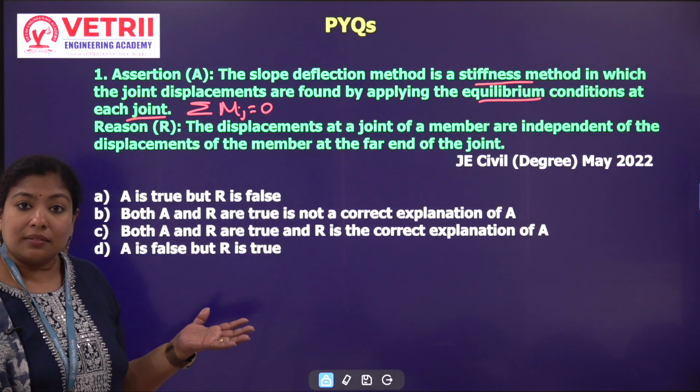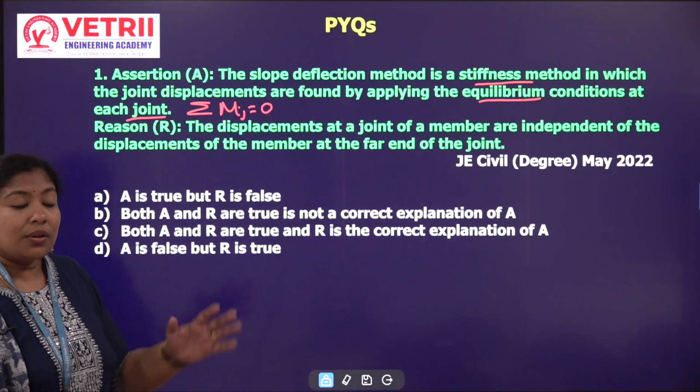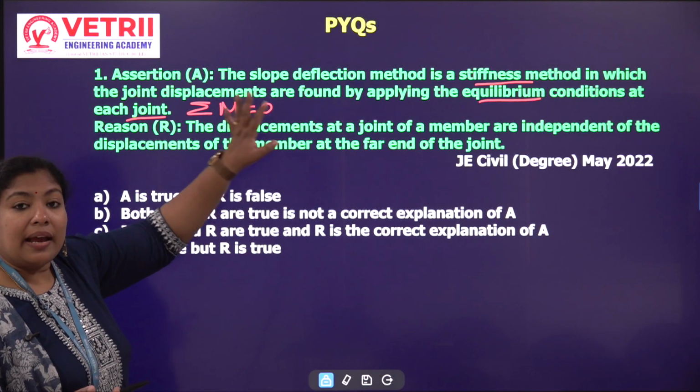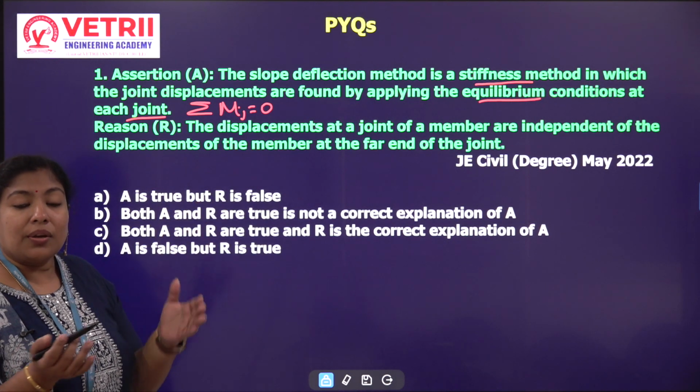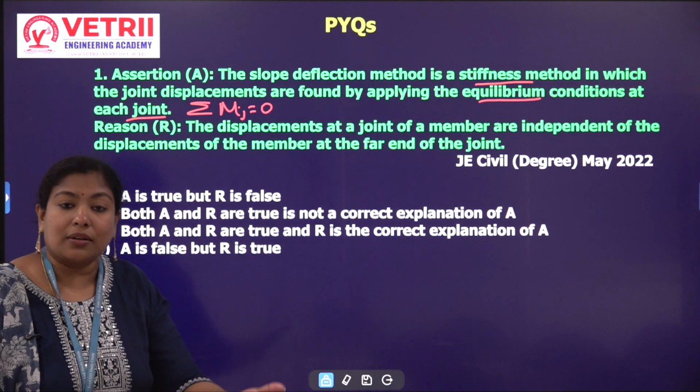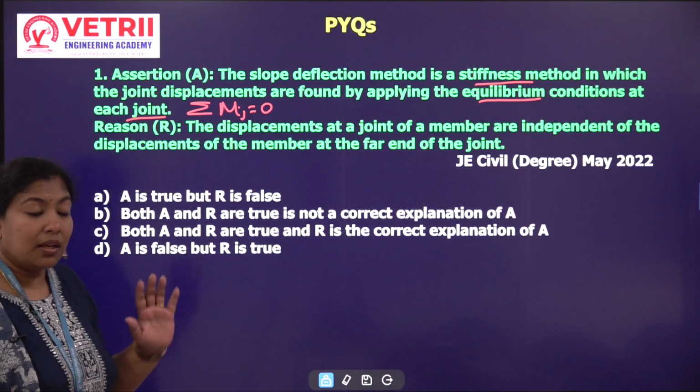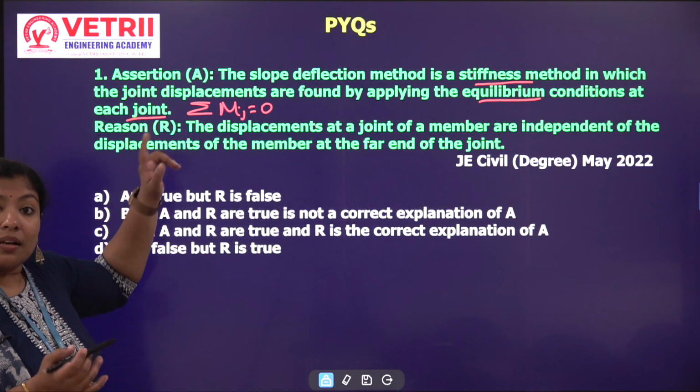Okay, that's correct. According to the procedure, you have to write the slope deflection equation and the equilibrium equation, find the unknowns, and substitute them back into the slope deflection equation. This is the procedure. So the first one, A, is correct.